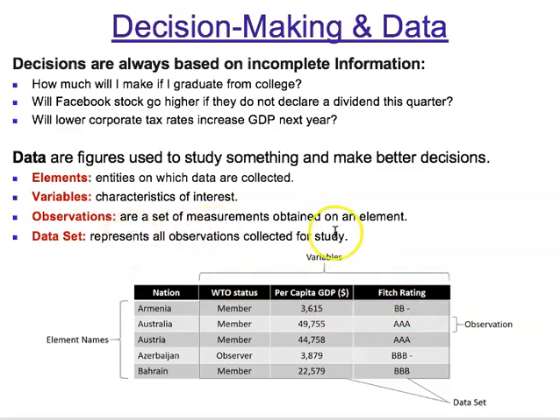Observations are the set of measurements obtained on an element. So for example, we look at Australia here. This is an element, and then we see these three variables. So this constitutes one observation. And then the data set is all observations collected for the study. Armenia and its variables, there's one observation. Australia and its variables, there's another observation. So on and so forth make up the complete data set.